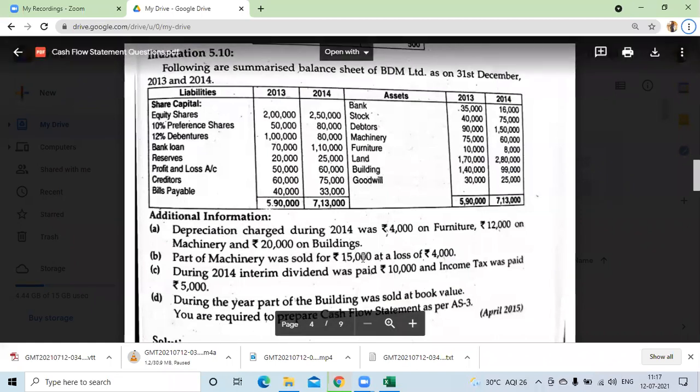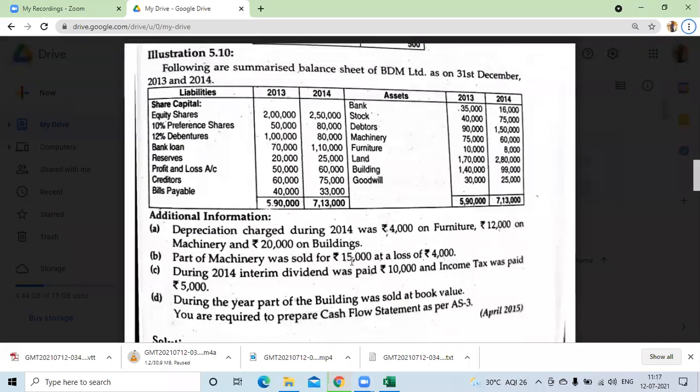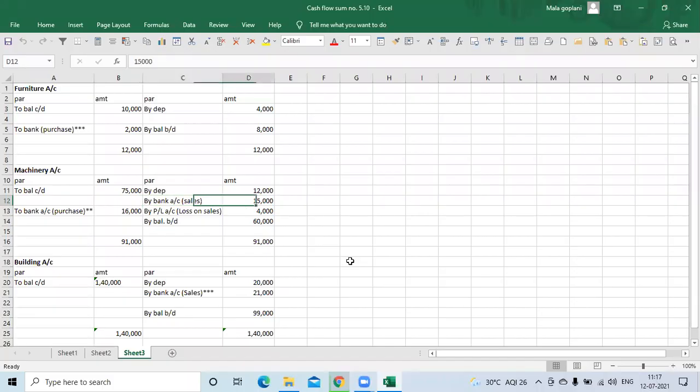Machinery is sold for how much? 15,000. Very good. So write down here 15,000 in the amounts column.